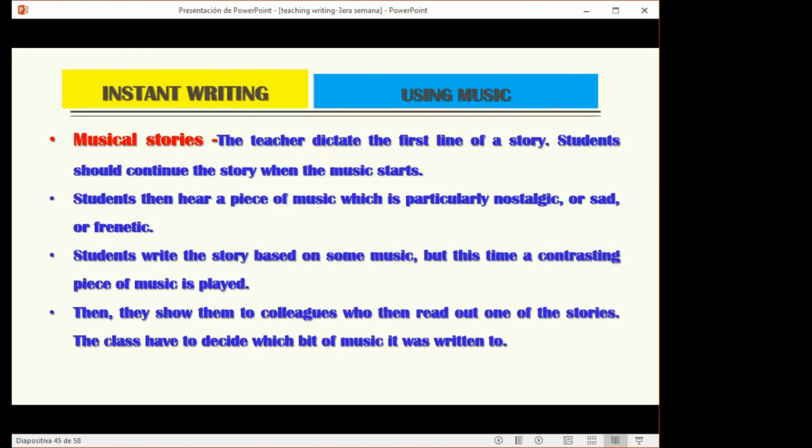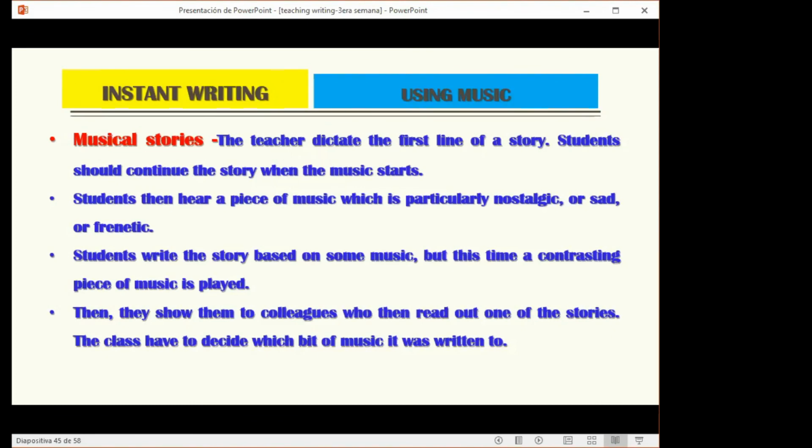Write stories. So the teacher first gives the beginning, no? The beginning of the story, the first line of the story. And they should continue this story when the music starts. And then, notice, they listen to another kind of music and continue writing the story. Then they show this story to their partner, to their classmates, and they have to decide what bit of music it was written to. The first one or the second one.